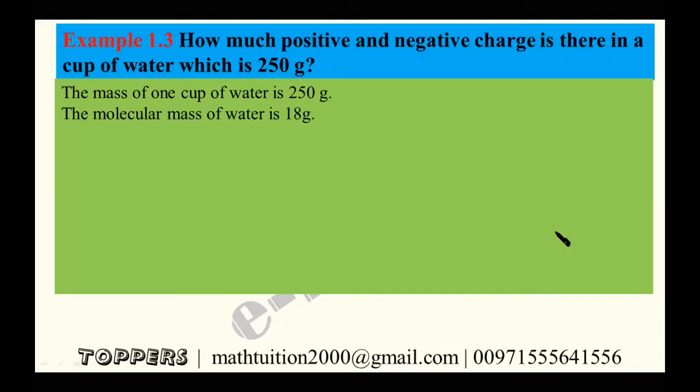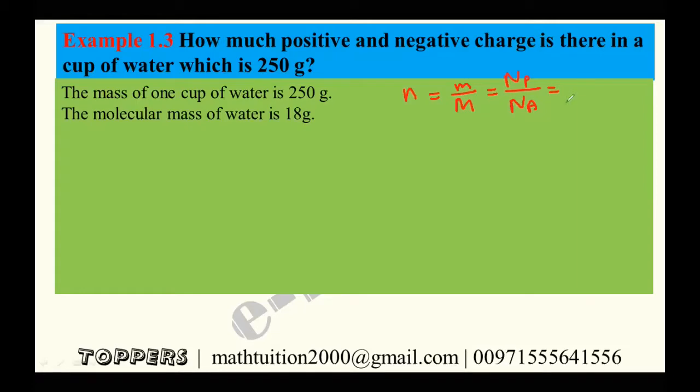So the molecular mass of water is 18 gram. We know the given mass divided by the molar mass will give you the number of moles, right? If you want to find the number of moles, n equals given mass by molar mass. Also, given number of particles divided by Avogadro number of particles, right?